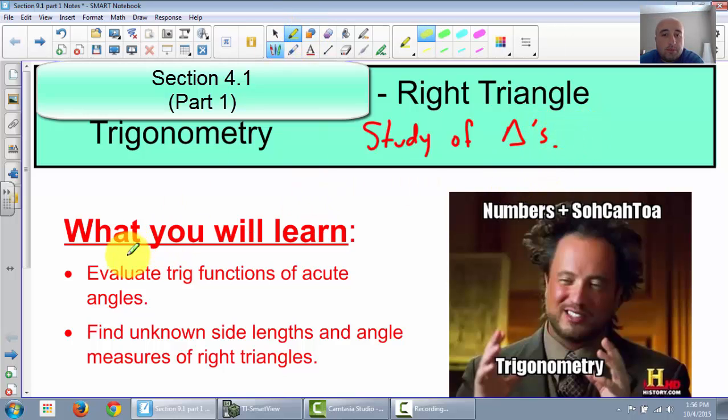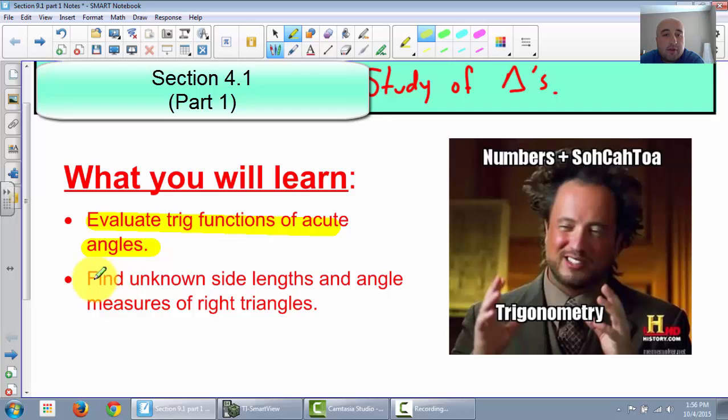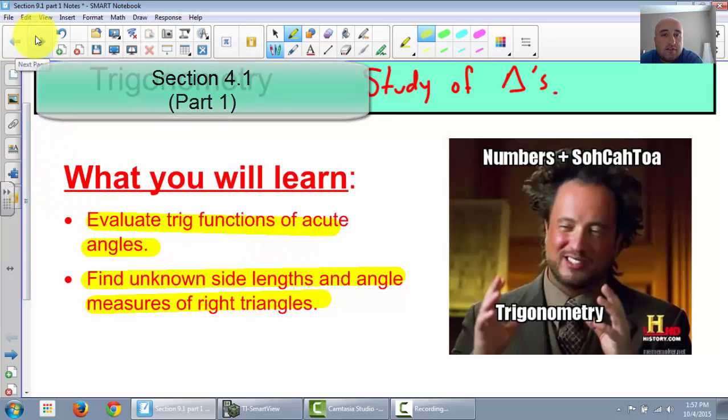And what we're going to learn in this particular section is how to evaluate trig functions of acute angles. And we're going to be able to find unknown side lengths and angle measures of right triangles. Okay, so what are we going to do? What are we going to use to solve some of these things?